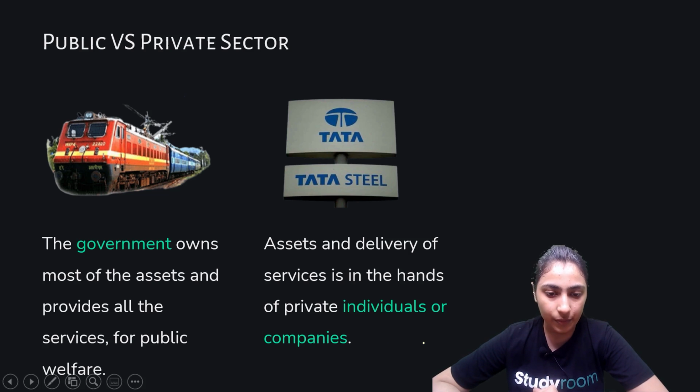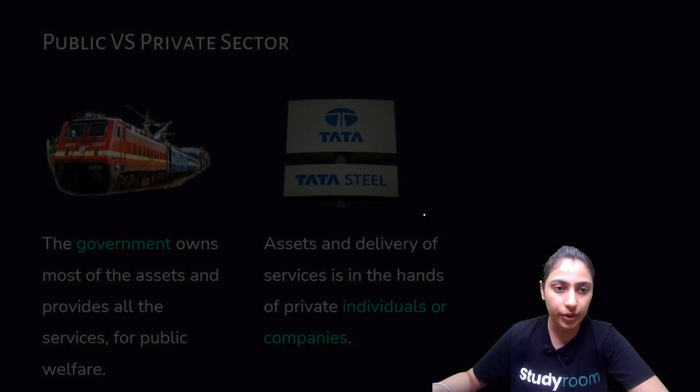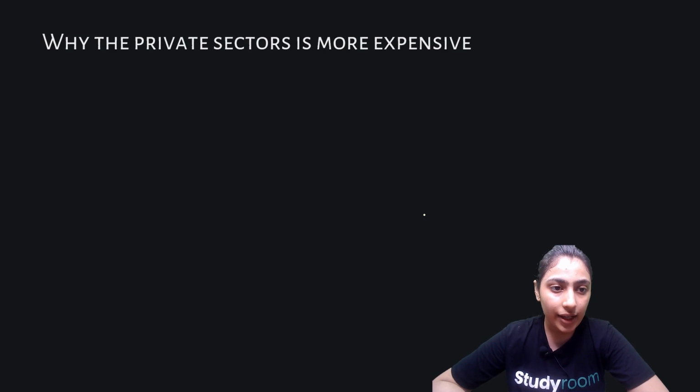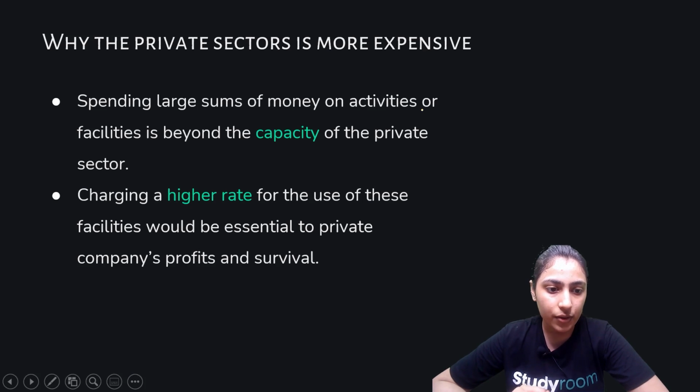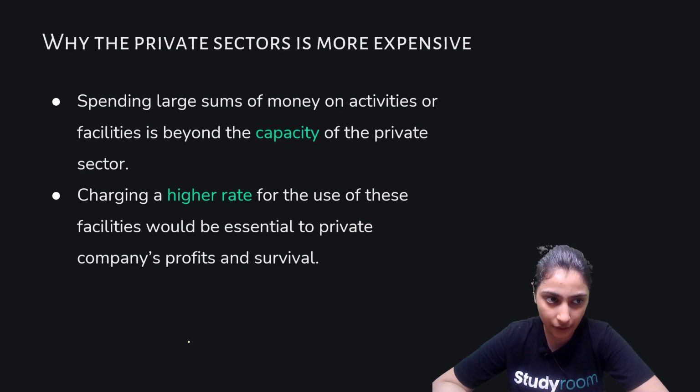Okay, true. Moving forward, let's see why the private sector is more expensive. Reasons why the private sector is more expensive: spending large sums of money on activities or facilities is beyond the capacity of the private sector. I think this point is pretty clear, that spending large sums of money on activities or facilities is beyond the capacity of the private sector.